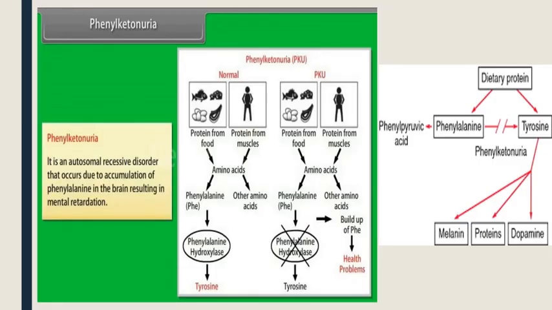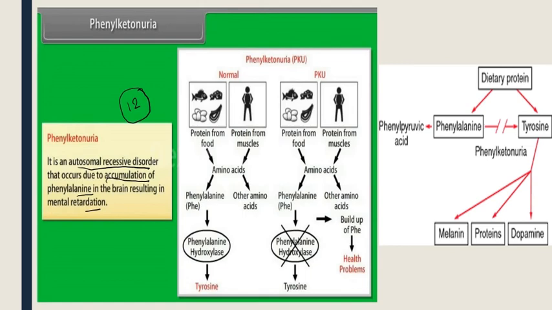Let us see this wonderful chart. You can see here phenylketonuria. So it is an autosomal recessive disorder. Yes, which chromosome is responsible? Chromosome number 12. Why is it occurring? It is occurring because of accumulation of phenylalanine. Where? Mostly in the brain. What is it resulting into? One of the symptoms is mental retardation, but seizures may occur, rashes may develop.